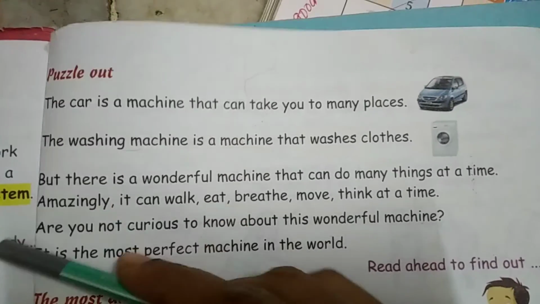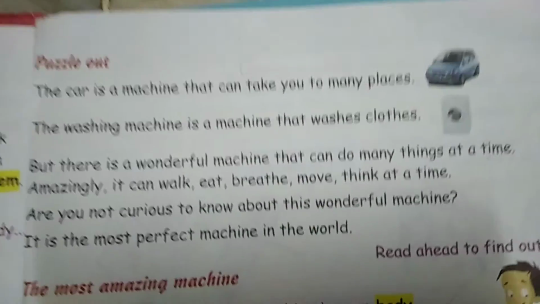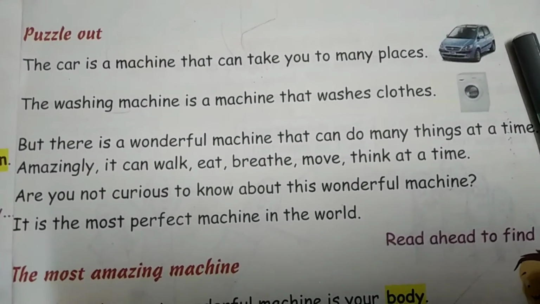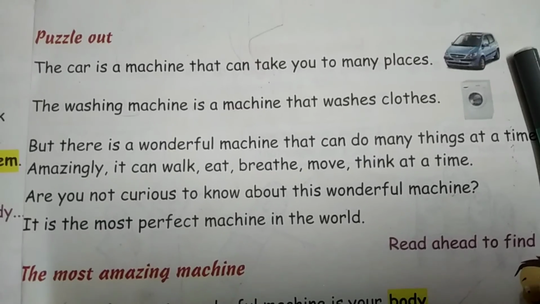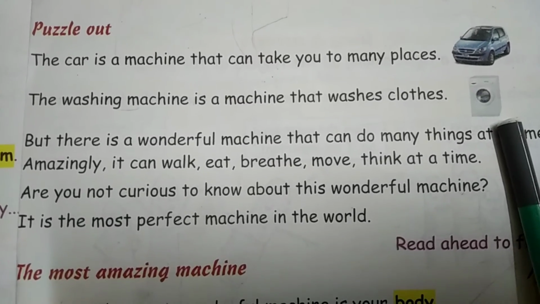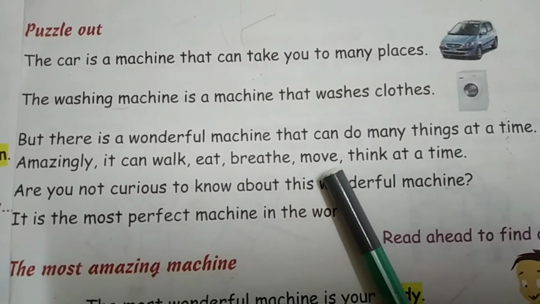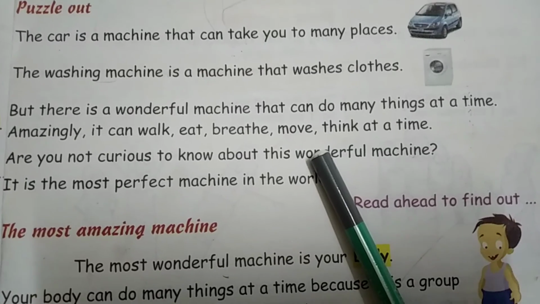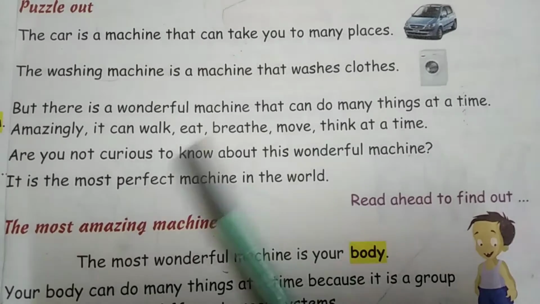So children, here is one small piece of information. What is that? Let's see. A car is a machine that can take you to many places. Yes or no? Yes. Now, a washing machine is a machine that washes clothes. But there is a wonderful machine that can do many things at a time. What is that? Can you tell me? Let's see what that is.